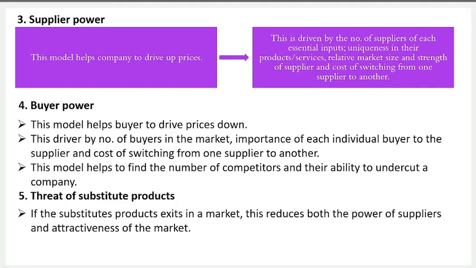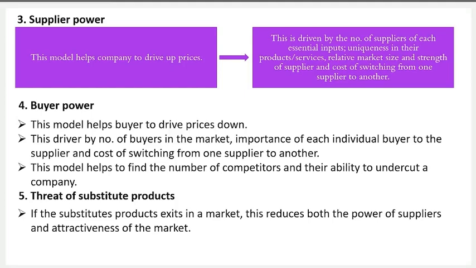That is the thing. This model helps to find the number of competitors and their ability to undercut a company. Same thing, this model also helps you to find the competitors in the buyer section and their ability.